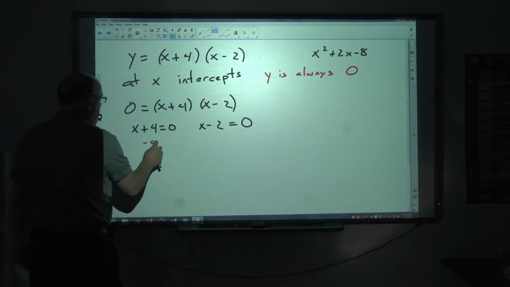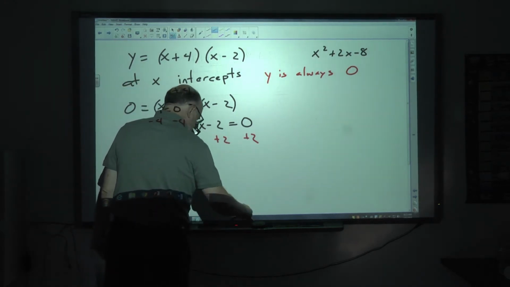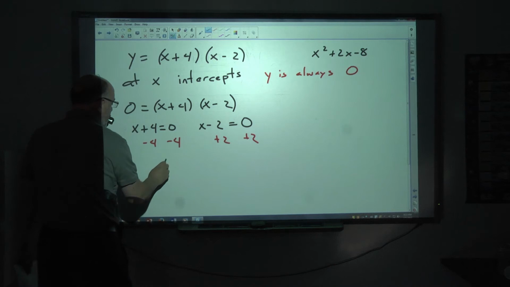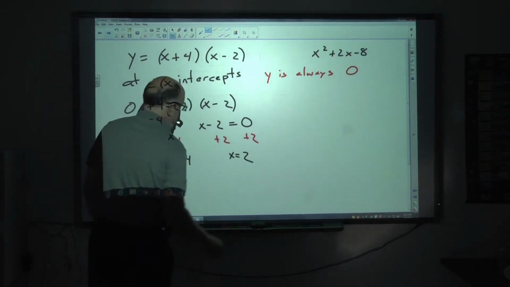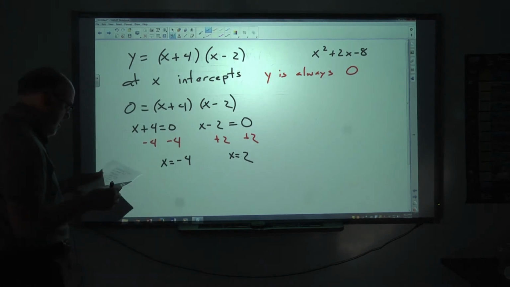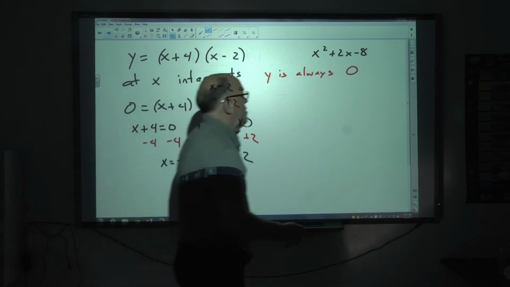So we'll subtract 4. On this side we would end up adding 2. And so we get x equals negative 4 and x equals 2. So in terms of the x-intercepts, they are going to be negative 4 and 2.